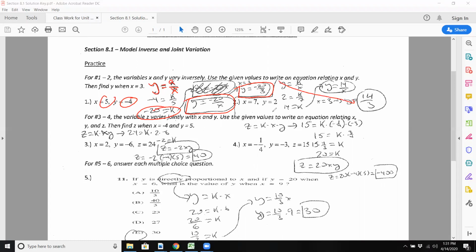This is all for number 2, so we'll just ignore that so it's not confusing, and number 4 as well. And here you're told that z varies jointly with x and y. So that means z equals a times x times y. Use a instead of k. So plug in 24 for z, 2 and -6 for x and y respectively. It doesn't really matter which one goes where because it's multiplication. Solve for k, get -2. So your equation is z equals -2xy. Throw in -4 and 5 for x and y respectively. You get z is 40.